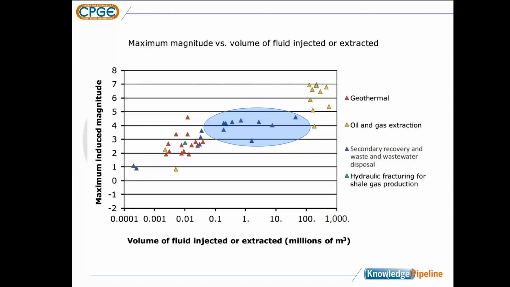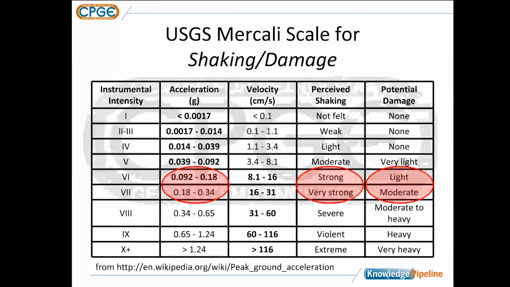injection well. Okay, so finally I want to look at this. How do we decide whether an earthquake is big or not? I just talked to you about the magnitudes that we might get on the Richter scale, but the thing that actually causes damage and that people feel is the ground acceleration. This is a chart that the USGS has put out called the Mercalli scale. And this is basically ratings of damage and perceived shaking.